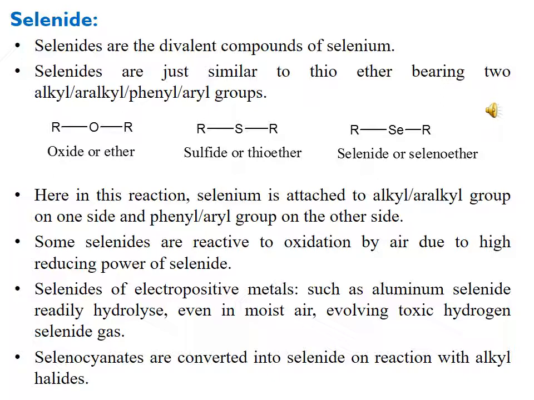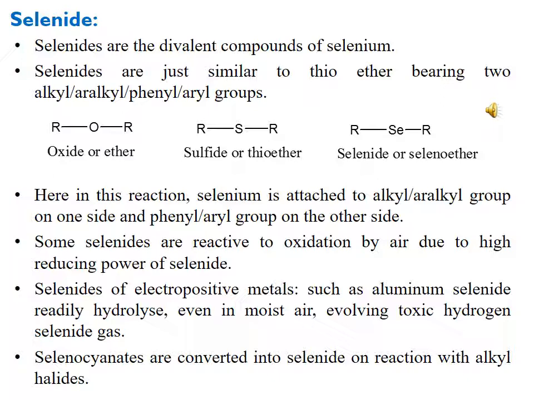The different properties of selenide are also written here. One property is that some selenides are too reactive to oxidation, and they are easily oxidized by the air, and this can be attributed to the high reducing power of the selenide. Selenides of some electropositive metals like aluminium selenide also are reactive, and they readily hydrolyze even in the moisture of the air, and so evolve hydrogen selenide, which is a toxic gas. Hydrogen selenide is just like hydrogen sulfide H2S gas, likewise H2Se gas, and it is toxic.